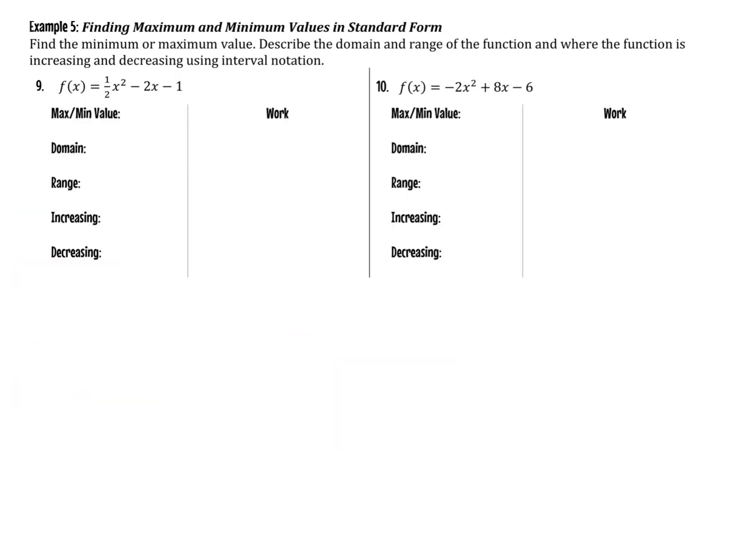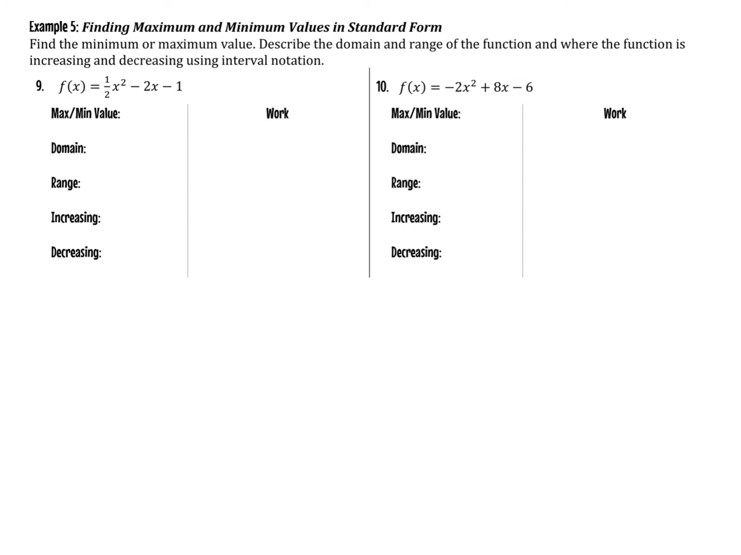So here we have 2 problems, and we're being asked to find the max or min value, the domain, the range, and where this is increasing and decreasing. So really, if I know my vertex, and if I know whether this parabola is going to open upward or downward, I will have enough information to do all of those things.